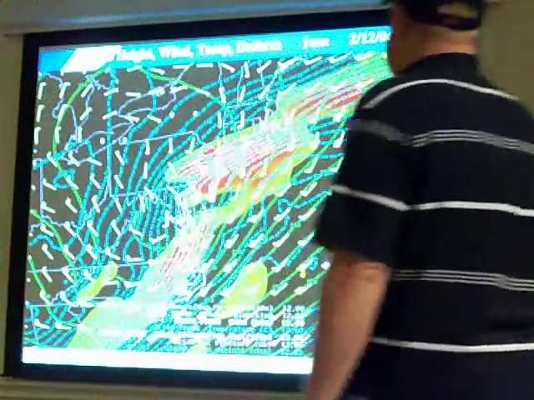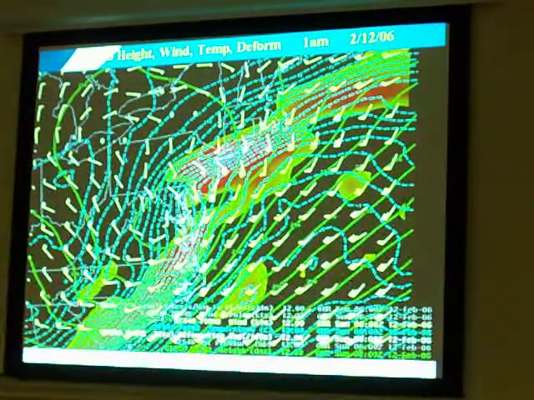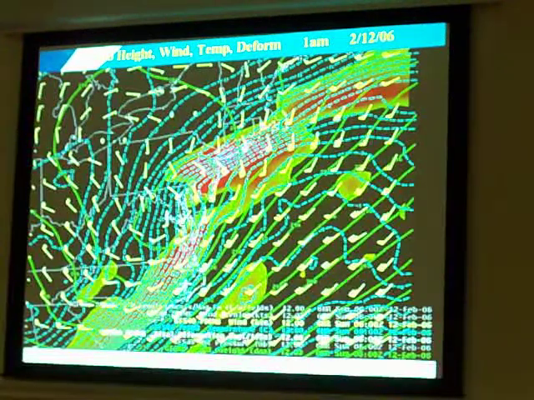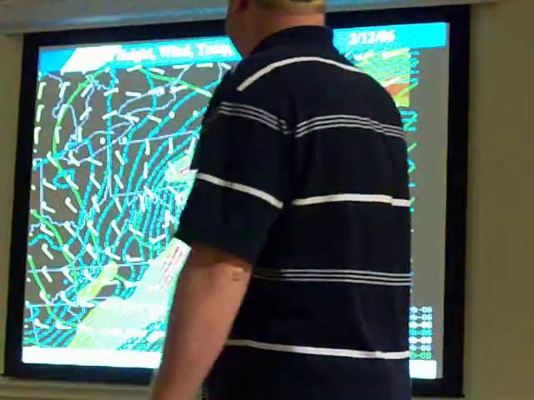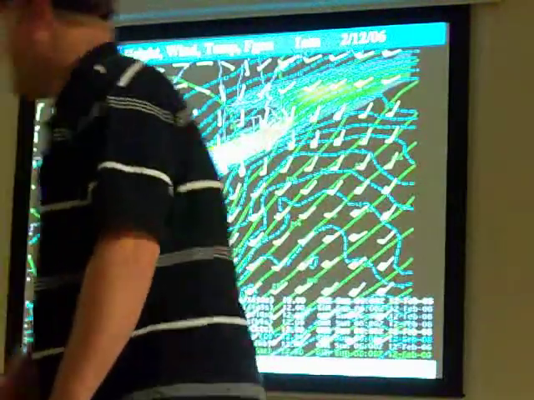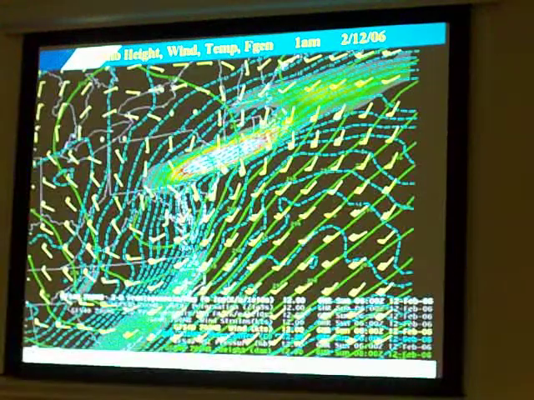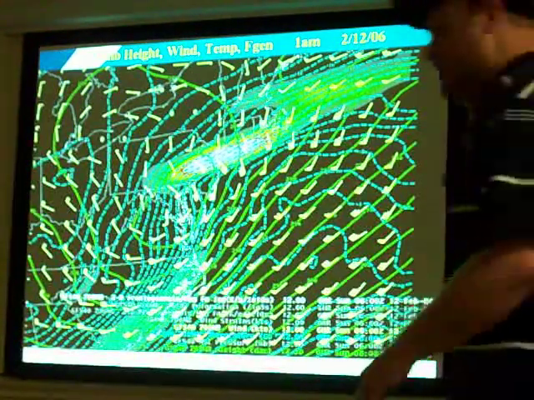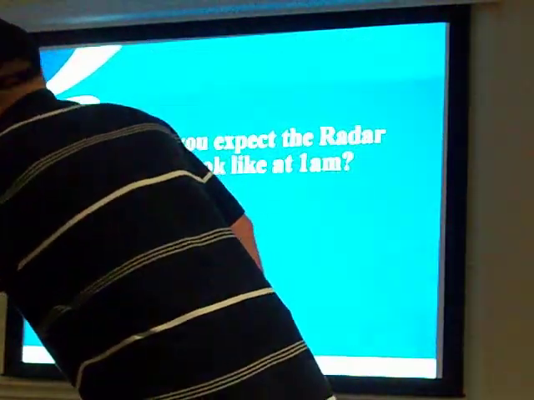So here's the deformation. It's really starting to strengthen now, with the axis basically from Philly up just south of Long Island. It's getting a lot stronger. So since your deformation is strengthening over a temperature gradient, you're going to have strengthening frontogenesis. And you can see how the frontogenesis is definitely stronger, and it's really starting to tighten up right over Long Island there. So we'll take a look at the radar at 1 a.m.